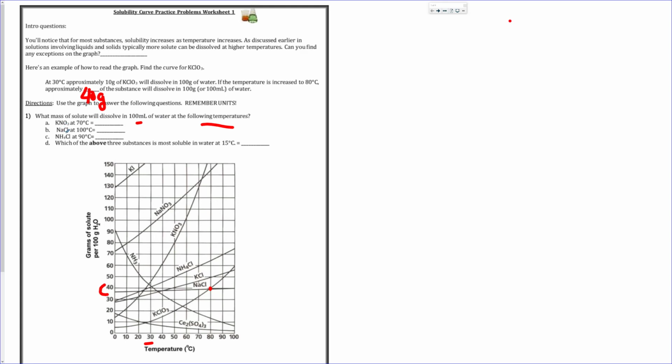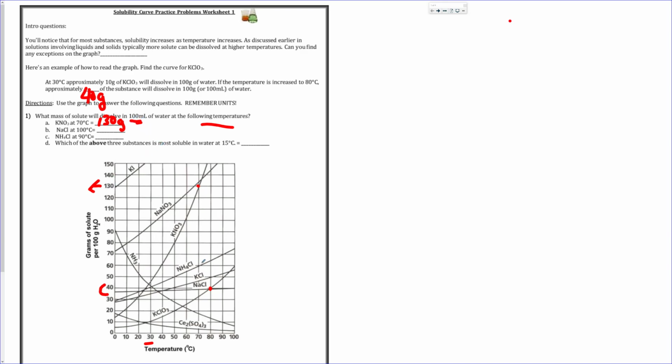So the first one is potassium nitrate. We're looking at 70 degrees of this curve. So follow my 70 degrees and you will get to this point. And now look at this number, that's 130. So this is 130 grams of potassium nitrate that you can dissolve in 100 mLs of water.